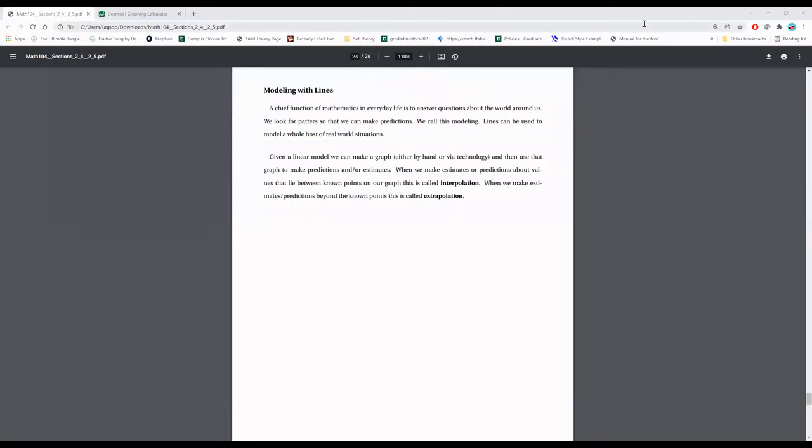All right, finally, we want to talk about using lines to model real-world situations. The whole point of what we're doing in mathematics as a general study is to answer questions about the world around us, right? We can look for patterns, we can make predictions. That's what we mean when we say modeling.